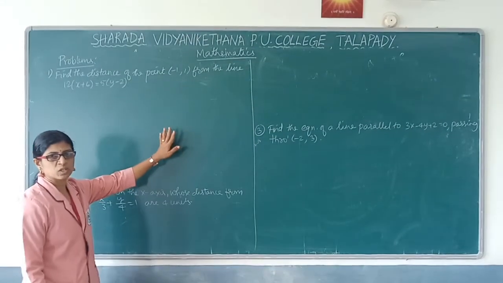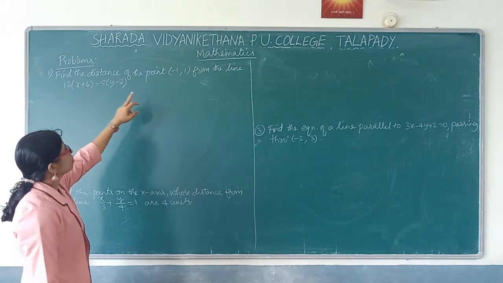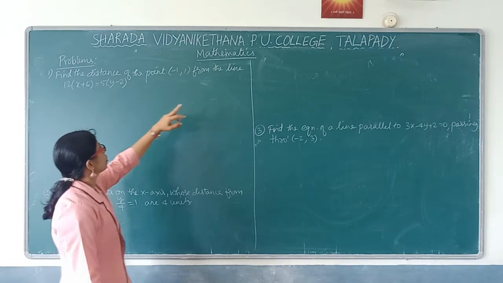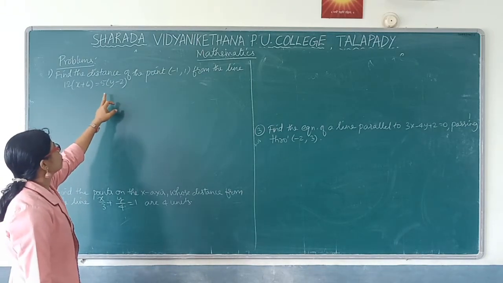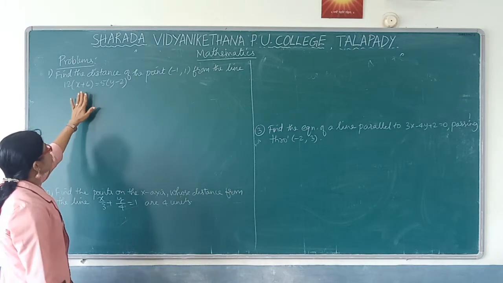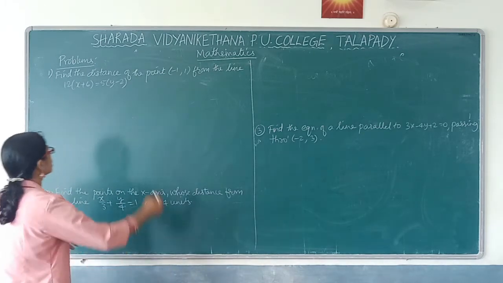Some of the problems based on the concepts discussed earlier. So first problem is, find the distance of the point (-1, 1) from the line 12(x + 6) = 5(y - 2). First of all, this equation of the line is not in the standard form. So first we will convert it to standard form.